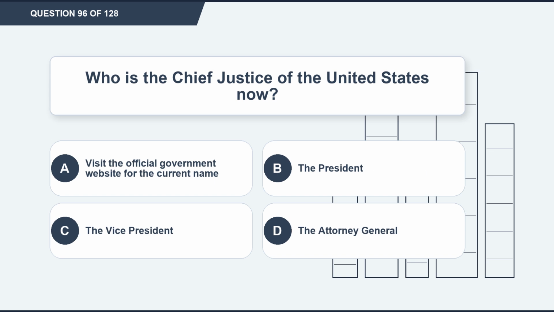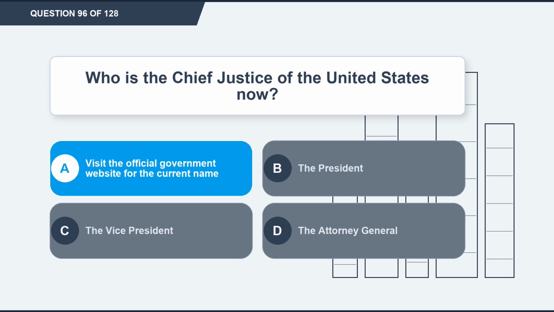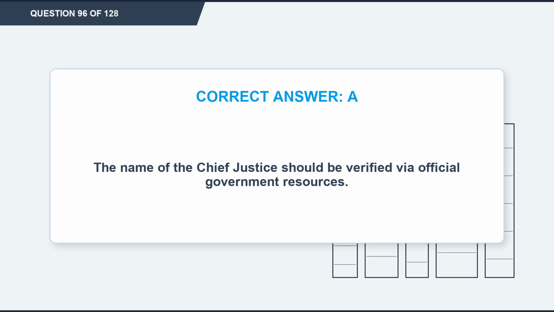Question 96. Who is the Chief Justice of the United States now? Option A, visit the official government website for the current name. Option B, the President. Option C, the Vice President. Option D, the Attorney General. The correct answer is option A, visit the official government website for the current name. Explanation. The name of the Chief Justice should be verified via official government resources.